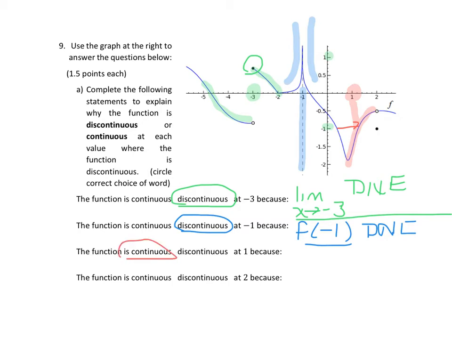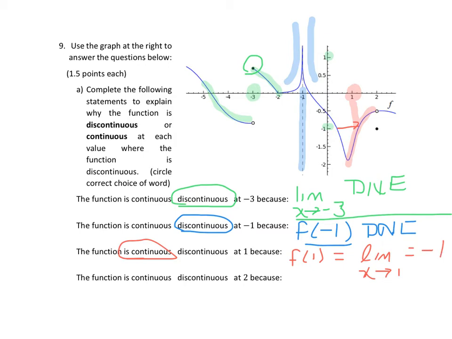Therefore, the function is continuous at x equals 1 because f of 1 is equal to the limit as x approaches 1. And both of those are equal to negative 1.